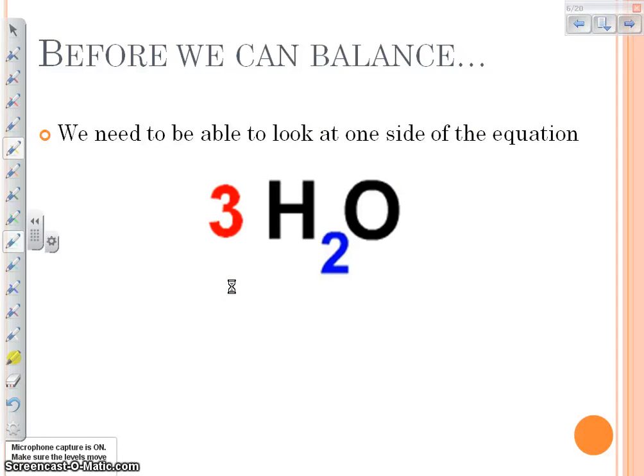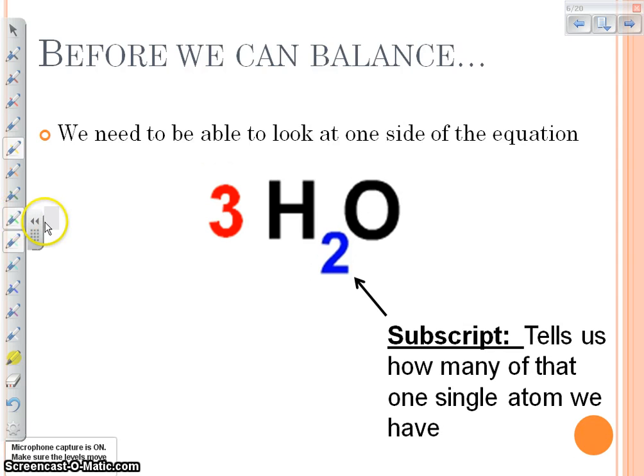Before we look into reactions, we have to look at exactly what a chemical formula looks like and what all those numbers mean. For the starting point, the subscript here for our H2O tells us how many of one single atom we have.